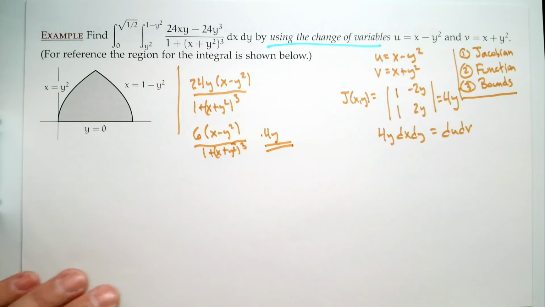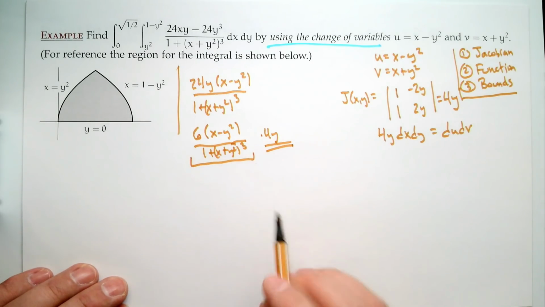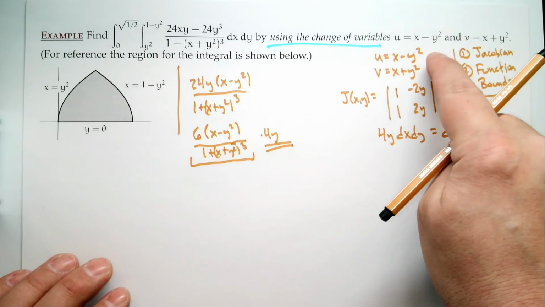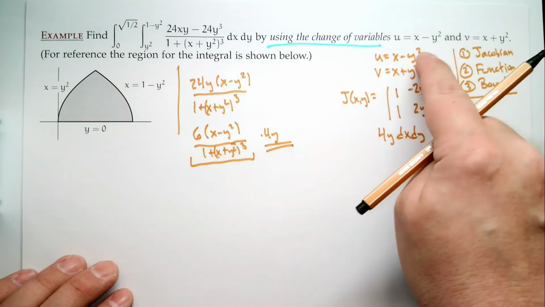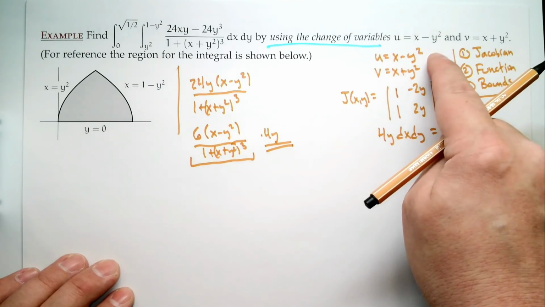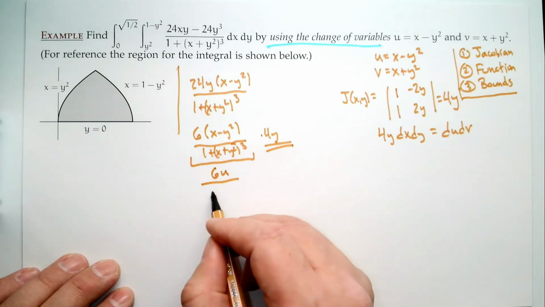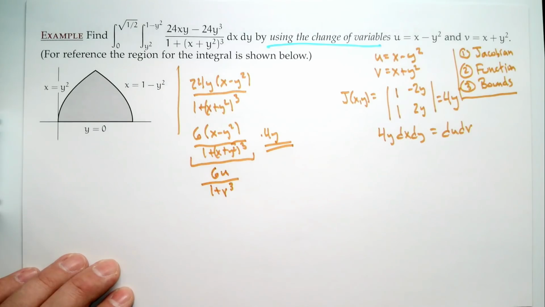So what do we need to worry about? Well, we need to worry about this part. So here the key is now, how do we express these terms in terms of our new variables u and v? And most of the time it'll be pretty clear. You just look for expressions like x minus y squared or x plus y squared. And here we say, aha, there's an (x - y)². And actually there's an (x + y)². So this is going to become 6u over (1 + v)³. So there's our function. All right, so we have our function, and we have our Jacobian.